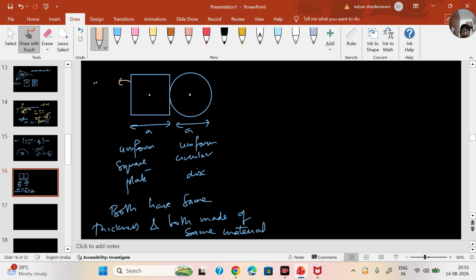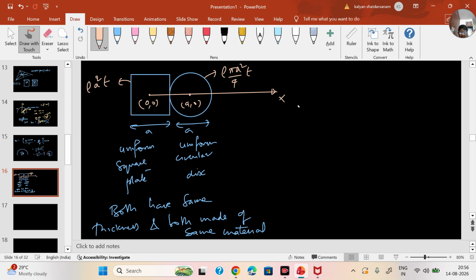So what is the mass of the square plate? Let me write it. Density into volume. Volume is a square into t, T is the thickness. What is mass of this? Density, same density because same material, and area is pi a square by 4 because radius is a by 2, into thickness. So that is the mass. So I want center of mass of the square and circular disc together now. Suppose I take this as my x-axis. Suppose this point is origin and this point is a comma 0 because this is a by 2 and this is a by 2. I only want x coordinate of center of mass.